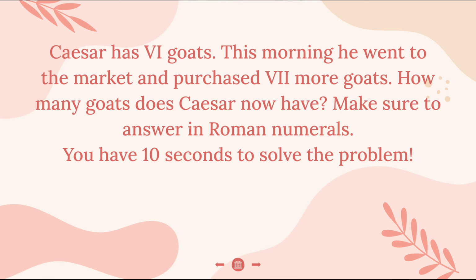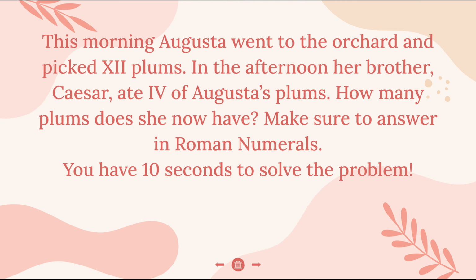And here are the answers. This morning, Augusta went to the orchard and picked 12 plums. In the afternoon, her brother Caesar ate 4 of Augusta's plums. How many plums does she have now? Make sure to answer in Roman numerals. You have 10 seconds to solve the problem.